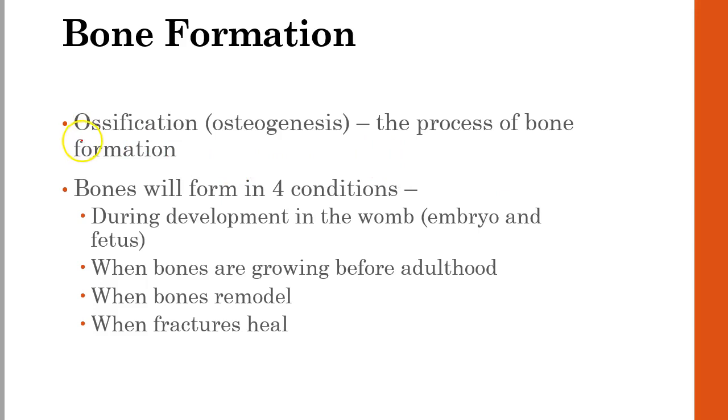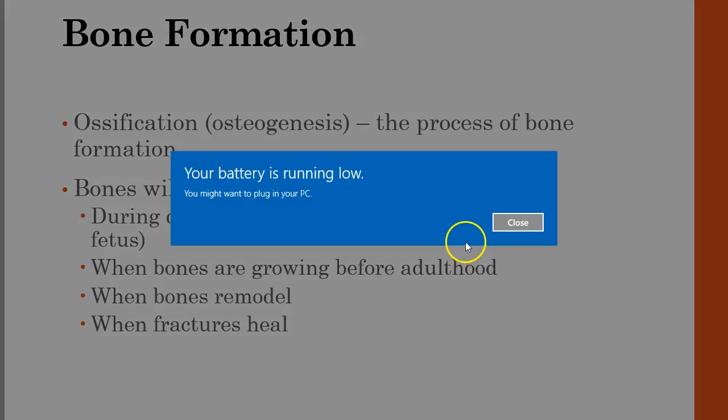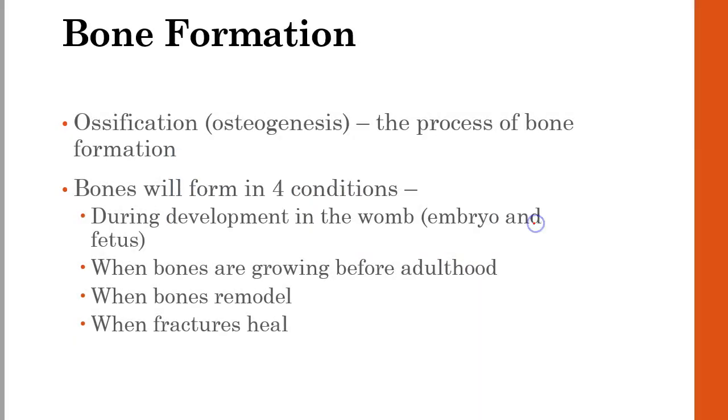Okay, speaking of formations, bone formation, also known as ossification or osteogenesis. Osteo is bone, genesis is the beginning, so the beginning of bone. Okay, we've got 4 different conditions as to why bones will form. So the first will be during development in the womb. Obviously, we need to create bones to create a way to support our body.